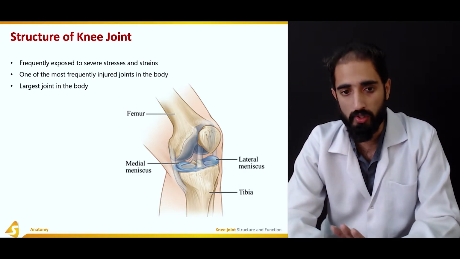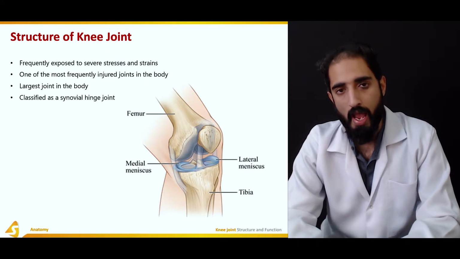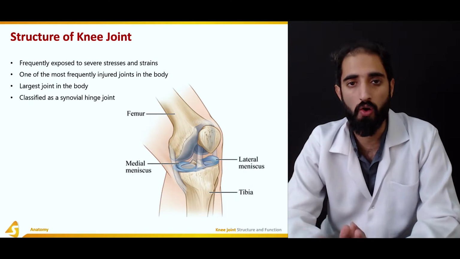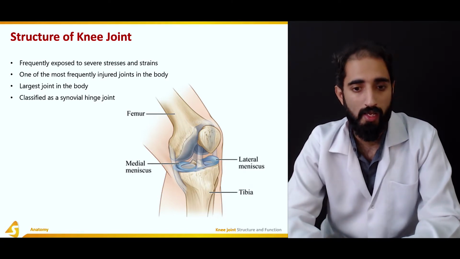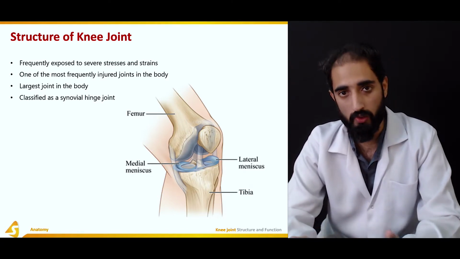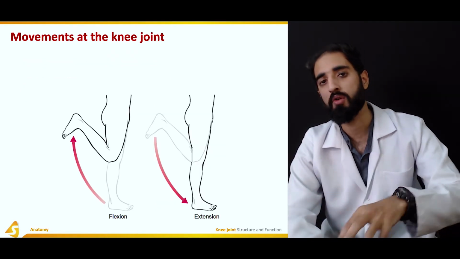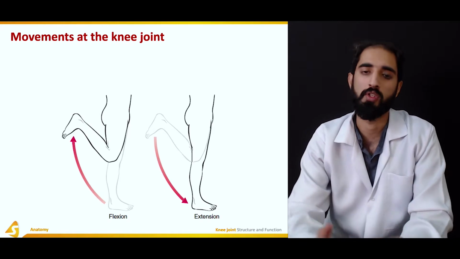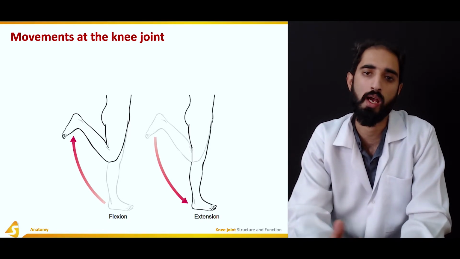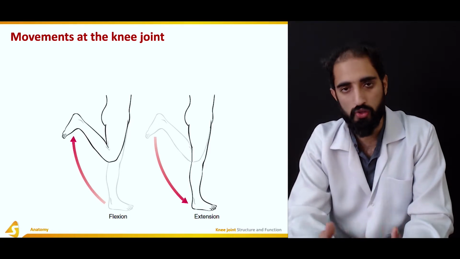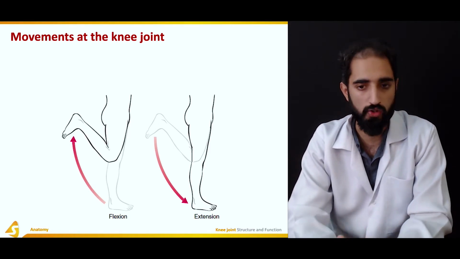And as I already mentioned, it is also one of the largest. And it is classified as a synovial hinge joint because osteokinematically only flexion and extension is possible. But it is not a simple hinge joint, as I already mentioned. It is a modified hinge joint. And that is because, unlike the elbow joint, in which there is pure flexion extension, it also has movements of internal rotation and external rotation whenever we do flexion and extension.